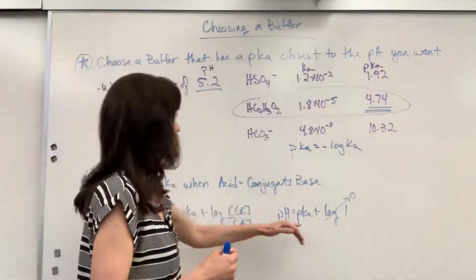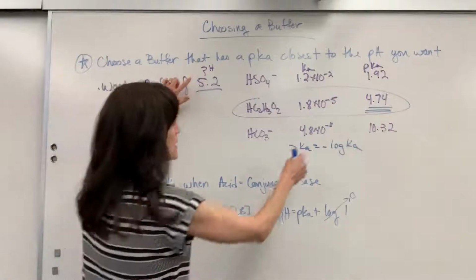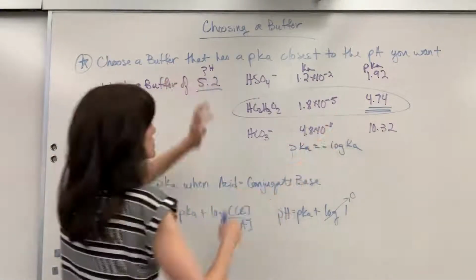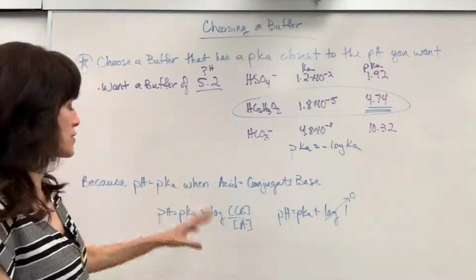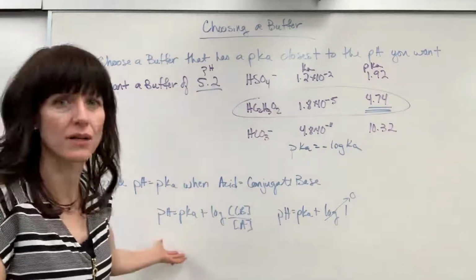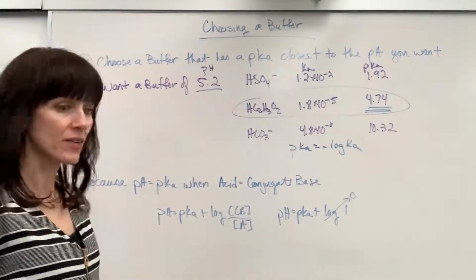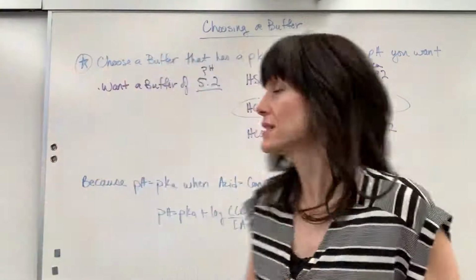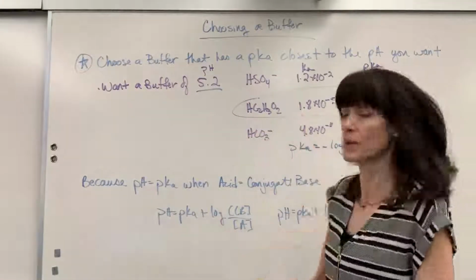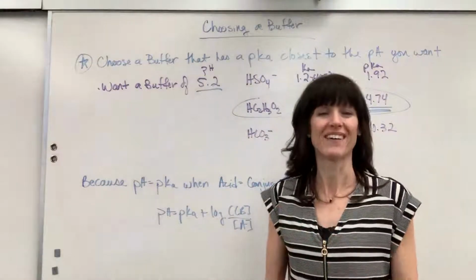That's when pH equals pKa. That's why you're trying to pick a pKa closest to the pH. There's your justification for it. Use Henderson-Hasselbalch. Okay, very, very good. Easy, easy, easy. Just find the pKa closest to your pH. That's your buffer. All right, thank you.